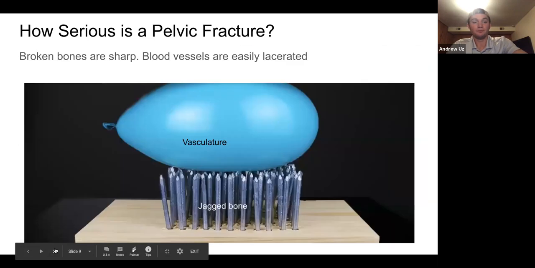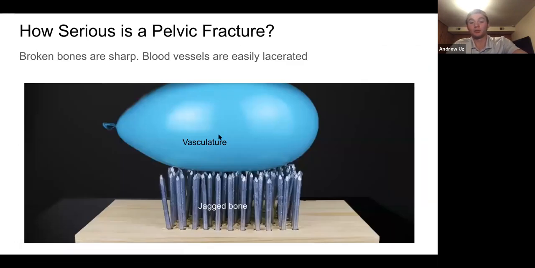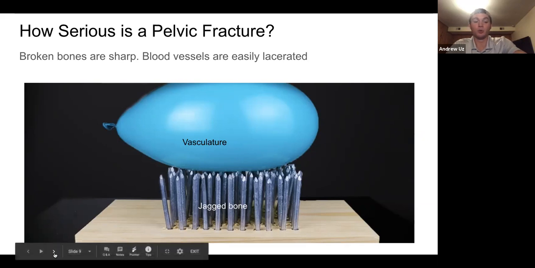Now, this is kind of a simplified analogy here, but if you picture this balloon on this bed of nails, the balloon kind of represents an artery or a vein, and these nails represent bone fragments. So when a bone breaks, it'll break in a jagged manner. So each one of those edges can possibly cut the vasculature there, and once that's cut, there's almost no way to stop that bleeding, and the patient is at a very, very high risk of dying.